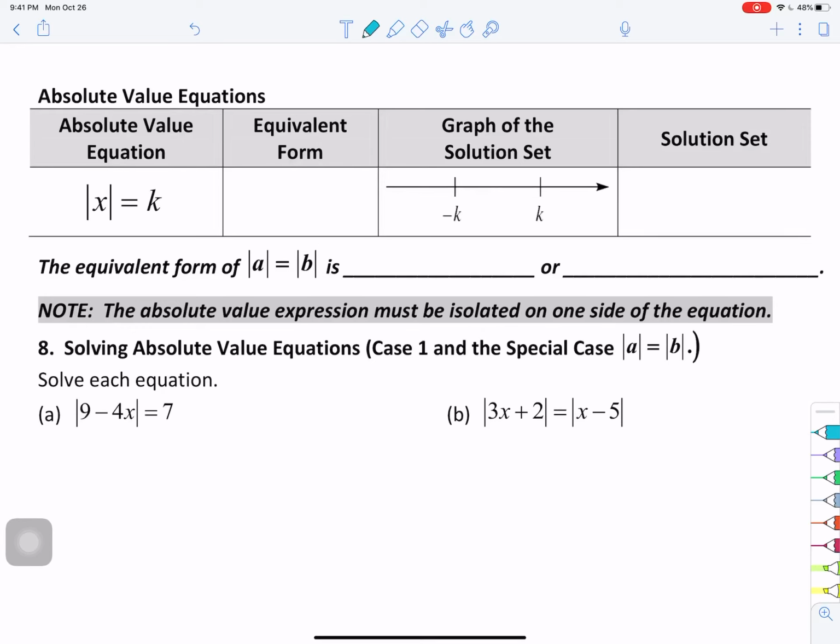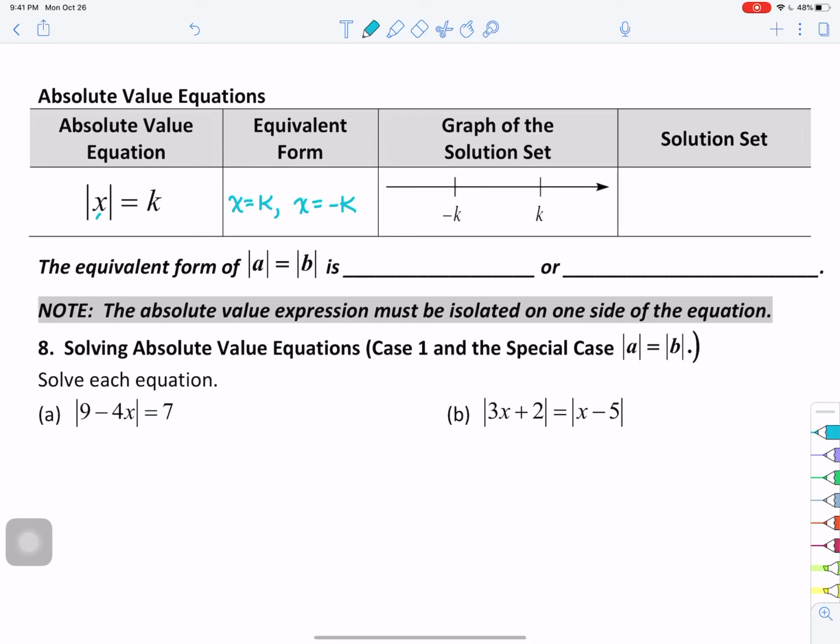This is 2.6, part 3, absolute value equations. So let's take a look. What if you're given the absolute value of x equals k, and k is some constant? Well, this will generate two solutions. You will have x is equal to k, and you'll have x is equal to the opposite of k.